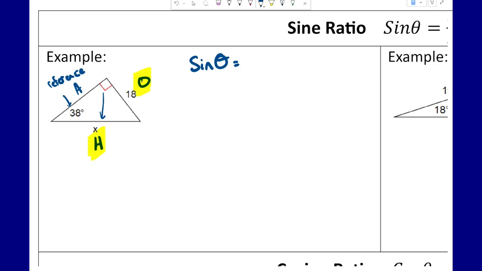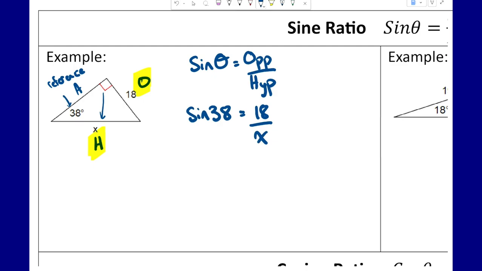So sine of an angle is equal to the opposite divided by the hypotenuse. Now I'm going to fill in the information that we're given. So again, theta, this little symbol, is our angle. So sine of 38 is equal to the opposite, which is 18, over the hypotenuse, which is x.